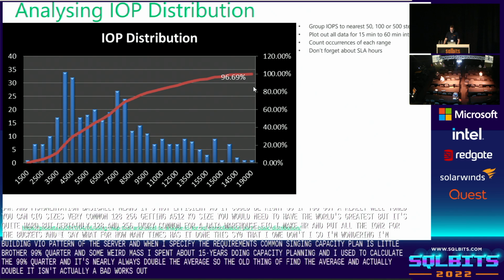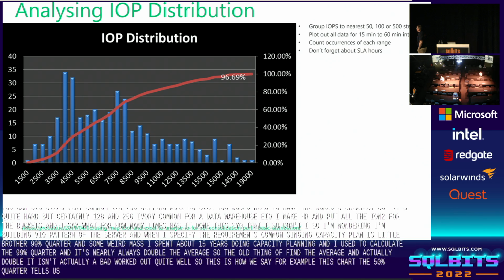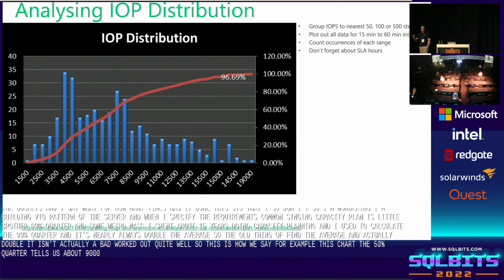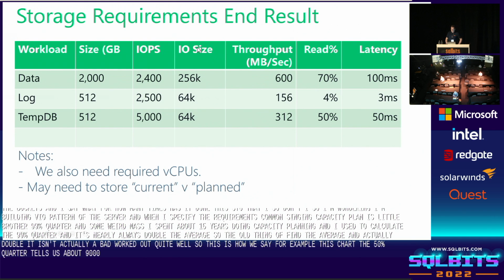It works out quite well. So this is how we say, for example, on this chart, the 50% quartile tells us about 9,000 IOPS, right? But we don't want to build a system that only does 9,000 IOPS, because then 50% of the time, it's not going to meet its requirements, right? So we'd build a system that does maybe 18,000 IOPS, right? So whatever the 99% quartile is, right? Hopefully, by the time you've got to capacity planning, you'll have some sort of data like this, right? And say, well, I want to build my data, log and TempDB. This is the throughput I need.